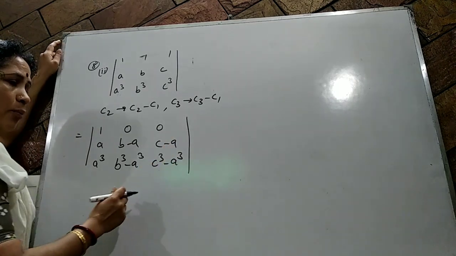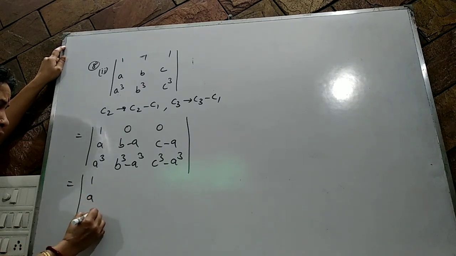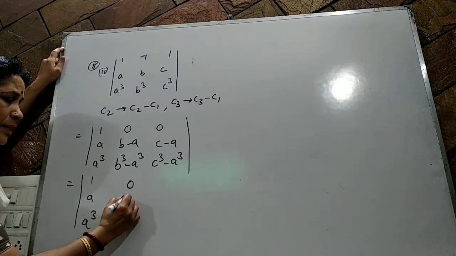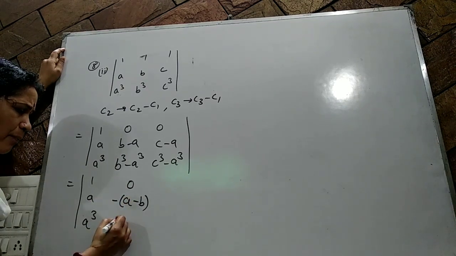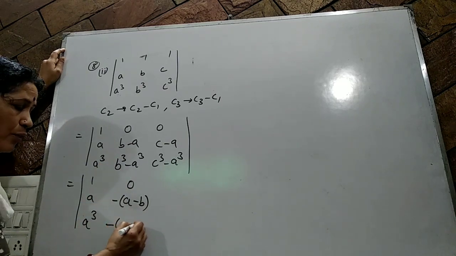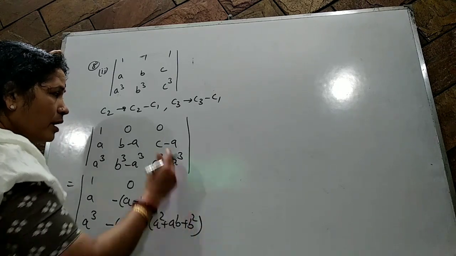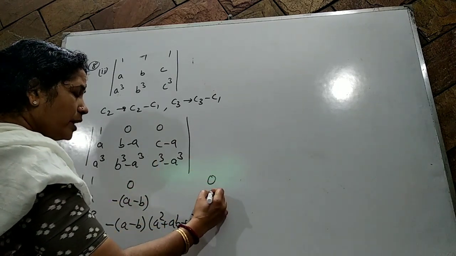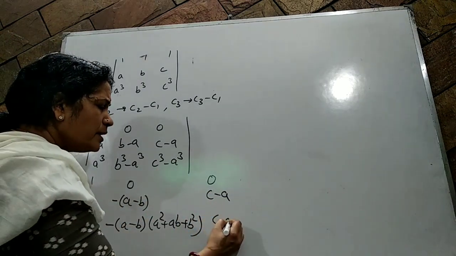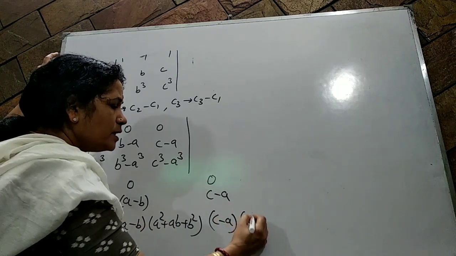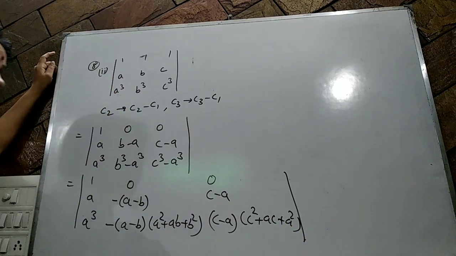You know the formula for A cube minus B cube. If I take minus from here, A minus B, I will get it here A minus B. And A cube minus B cube, what is the formula? A minus B into A square plus AB plus B square. Now here, C minus A, because as per the result we require C minus A, so C minus A into C square plus AC plus A square. Are you clear? You have to use the formula very carefully.